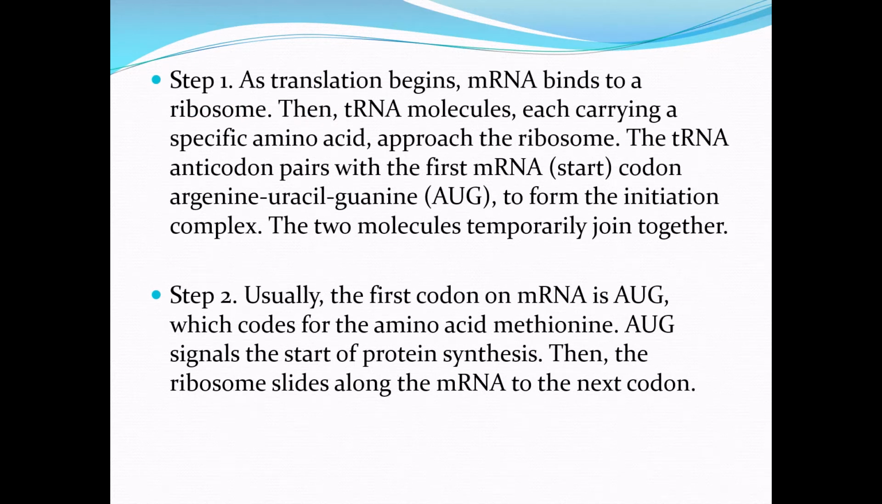Step 1. As the translation begins, mRNA binds to a ribosome. Then, tRNA molecules, each carrying a specific amino acid, approach the ribosome. The tRNA anticodon pairs to the first mRNA start codon to form the initiation complex. The 2 molecules temporarily join together. Step 2. Usually, the first codon on the mRNA is AUG, which codes for the amino acid methionine. AUG signals the start of protein synthesis.